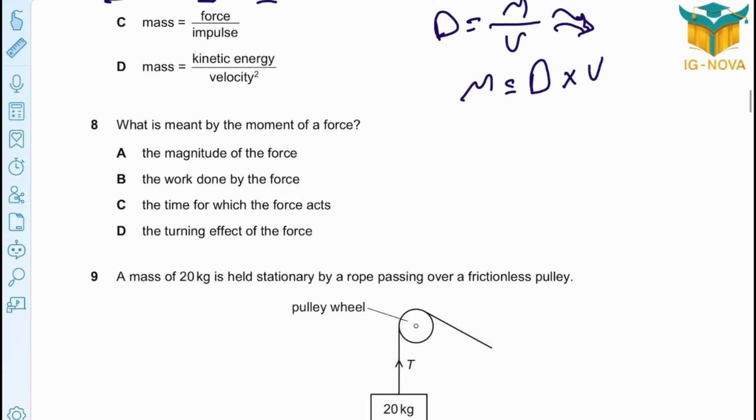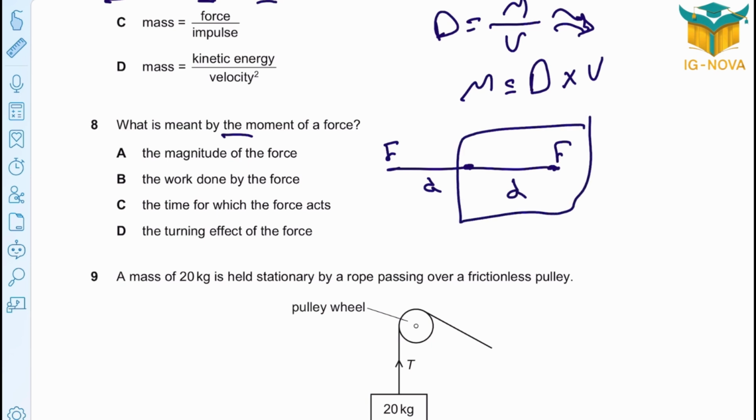Question 8. What is meant by the moment of a force? Moment of a force, you know that this is the force and this is d. Force applied at distance d: force times d, it's the moment. So is it the magnitude of the force? Surely no. Work done? No. Time for which the force acts? No. It's a turning effect. Yes, the turning effect.